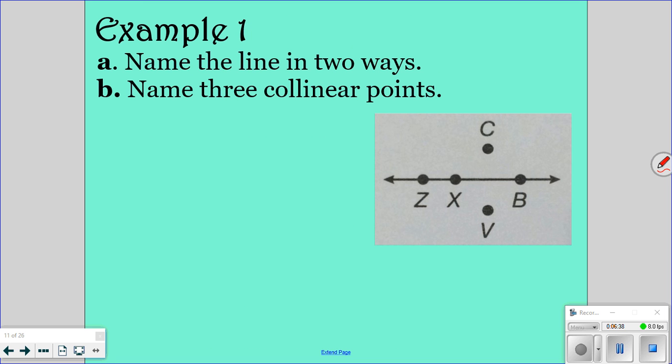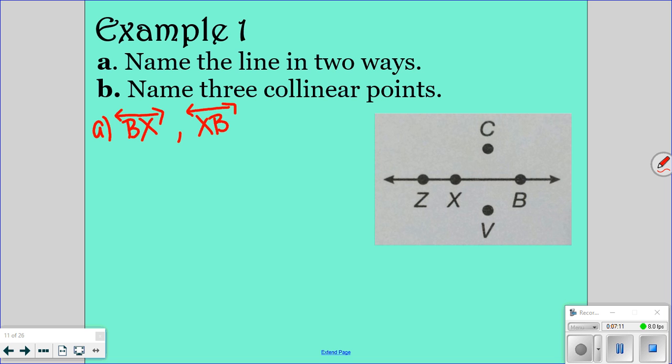So we want to name the line in 2 ways, and then we want to name 3 collinear points. For the line, you can pick any 2 points. So pick 2 points, B and X. The way that you notate that it's a line is you draw a little line over them, like that. So that's one way to name the line. You could also name it XB.